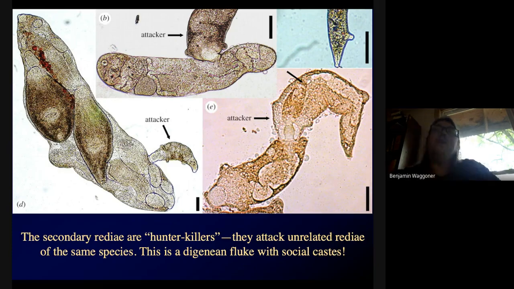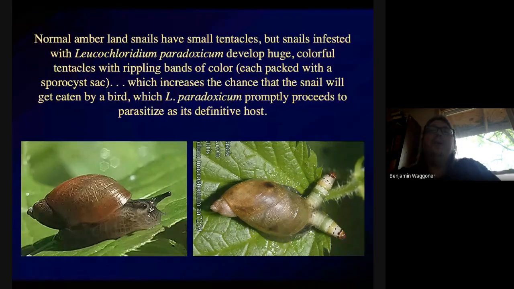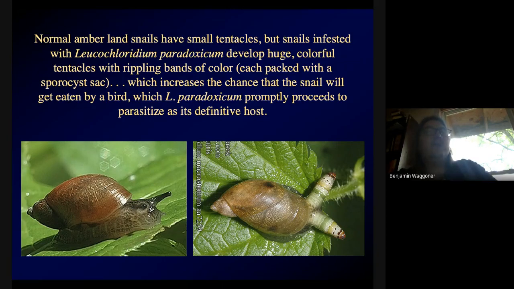One of you was telling me that you've seen this before. That's the European amber snail on the left. And that's a normal one. It has small tentacles and it can retract all of its body into that shell. Snails have been known to graze on bird droppings. And if they do that, there's a risk that they will eat the eggs of Leucochloridium paradoxum.